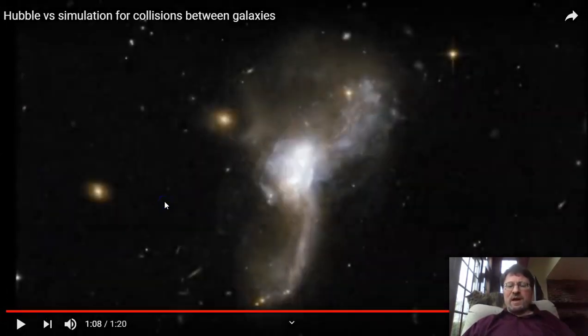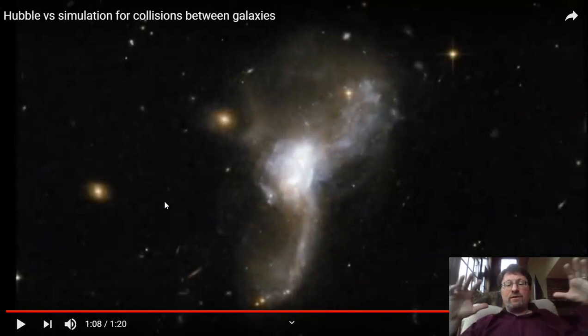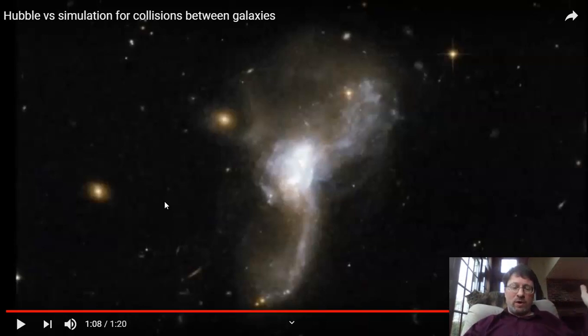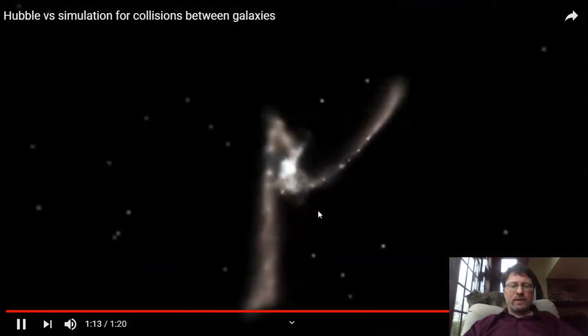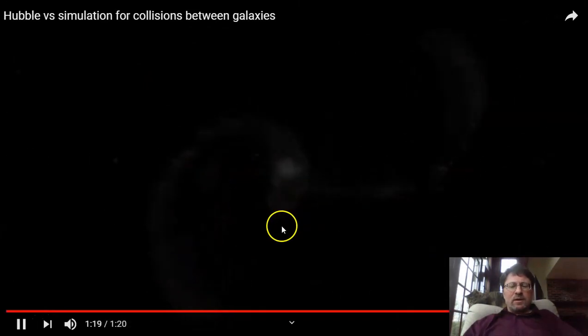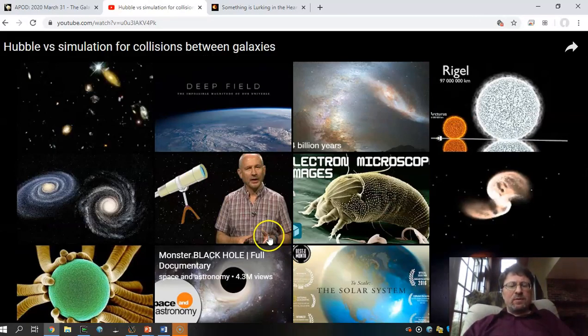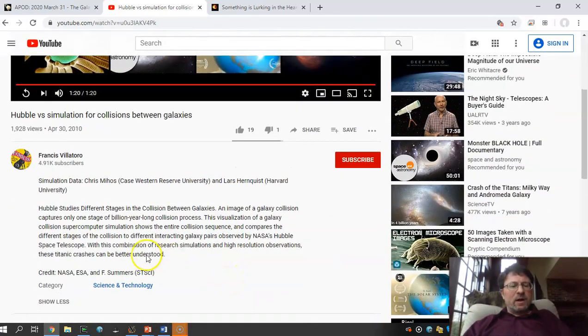So one nice thing, of course, about the simulation is that you're able to view it from many different vantage points. Of course, when you're using the Hubble Space Telescope, you are fixed at planet Earth to do the observations because the Hubble is orbiting around planet Earth, and the galaxies far, far away are always going to be viewed from the same vantage point. So that was a beautiful set of work that was done there. The scientists were Chris Mihos, Lars Hernquist, and the visualization was done by Frank Summers, the same Frank Summers I mentioned earlier today.